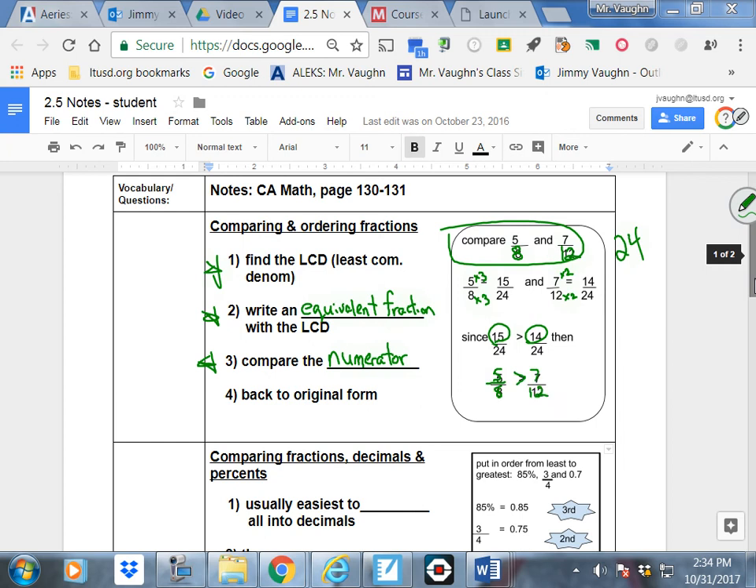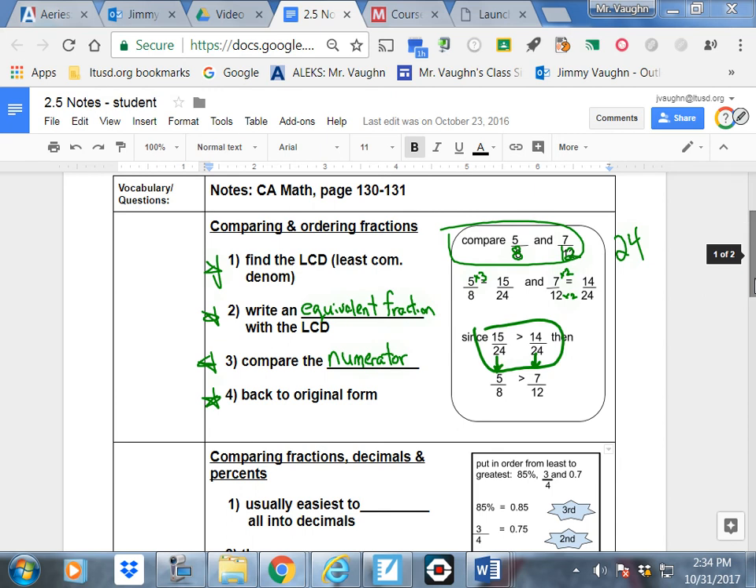Okay, and the final step, of course, is to put it back into original form. So don't give me an answer that is like this right here. You want to convert those into equivalent fractions back to their original form is what that means.